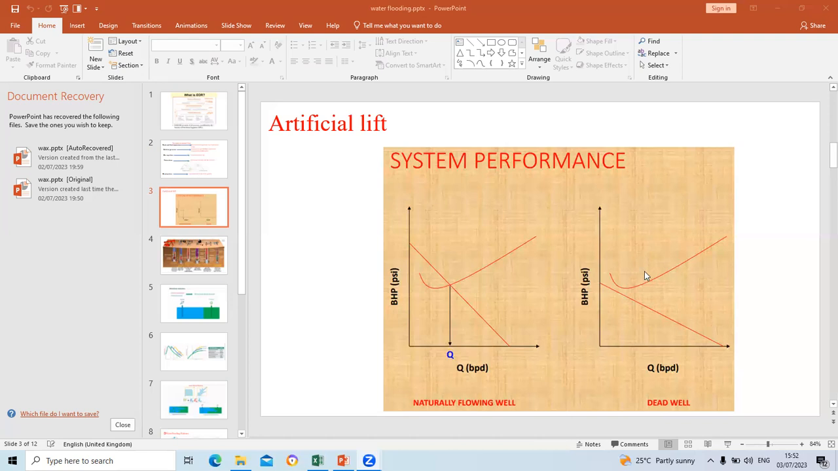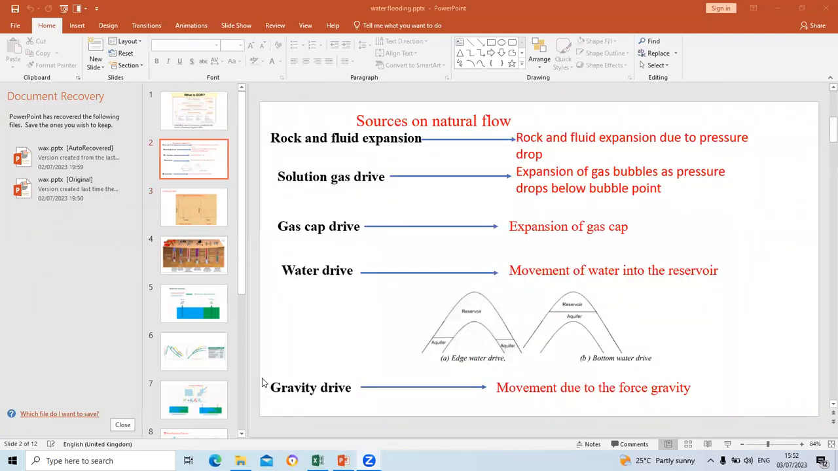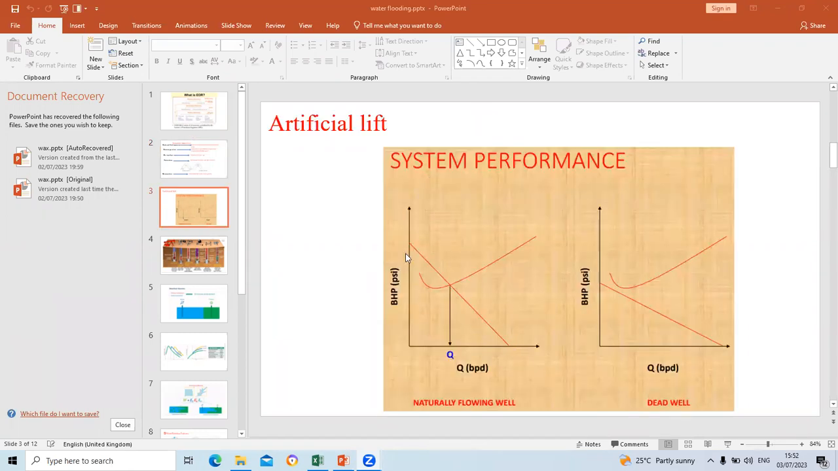So it is all based on your analysis to see what is supposed to be done in order to re-energize that particular system. If the natural cause of the well being dead is the primary energy of the reservoir, then our main interest will be on the inflow performance relation, how to rearrange this inflow performance relation so that the well can flow naturally. That's what we are talking about. So the first thing is, what is causing the particular well to be dead?